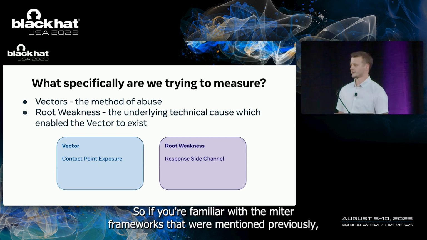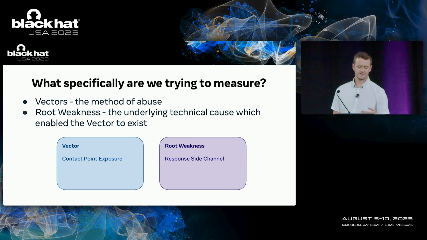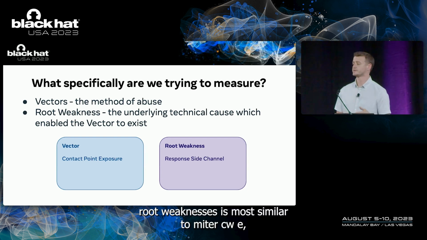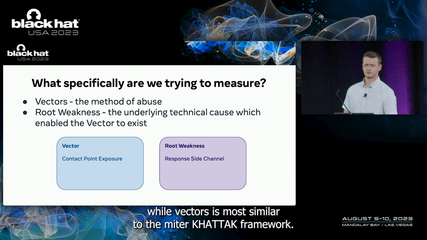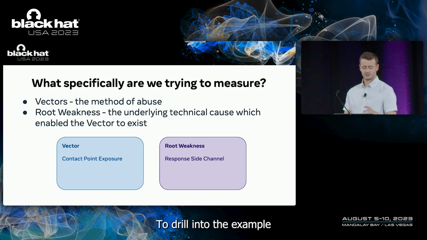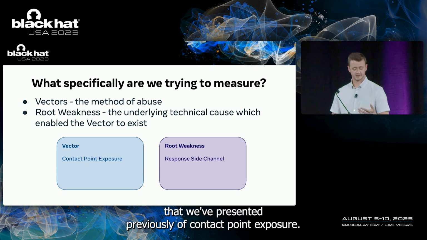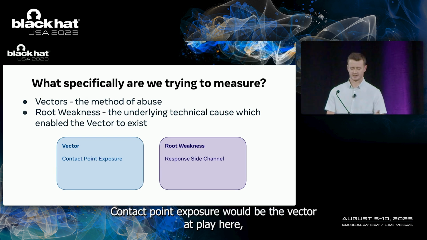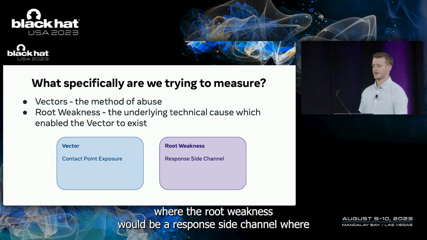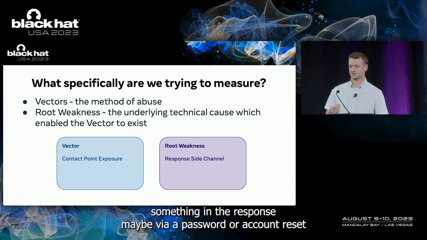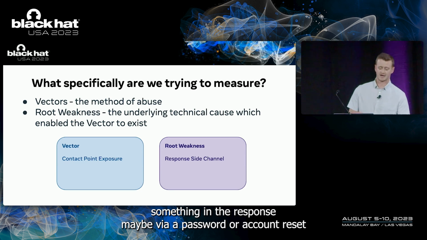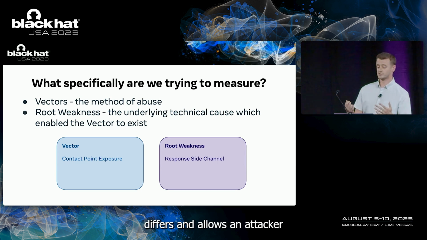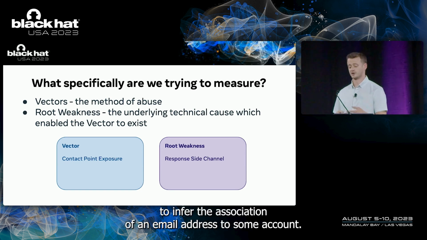So if you're familiar with the MITRE frameworks that were mentioned previously, root weaknesses is most similar to MITRE's CWE, while vectors is most similar to the MITRE CAPEC framework. To drill into the example that we've presented previously, contact point exposure would be the vector at play here, where the root weakness would be a response side channel, where something in the response, maybe via a password or account reset, differs and allows an attacker to infer the association of an email address to some account.